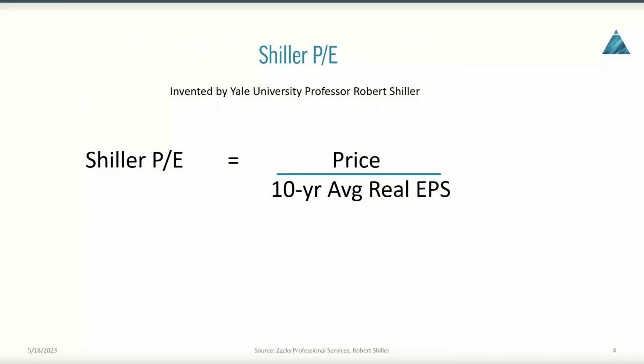So the Shiller PE was invented by Yale University professor Robert Shiller. He's also the brains behind the Case-Shiller index for tracking real estate prices. And this is a phenomenal idea. So the calculation behind the Shiller PE is that we're taking a look at price today relative to the 10-year average real earnings per share. So this uses two things in the denominator. It's using the 10-year moving average, and it's adjusting earnings for inflation.